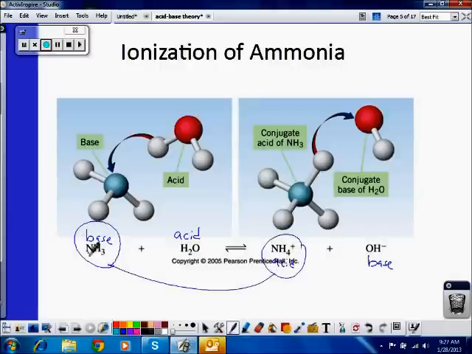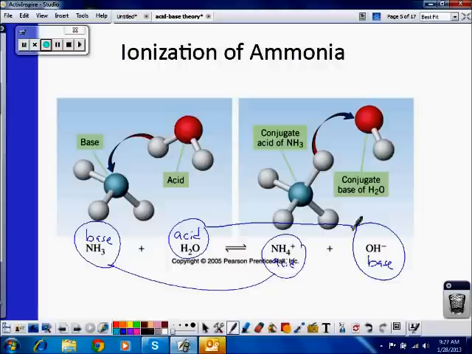Ammonia is the conjugate base, ammonium is the conjugate acid. Likewise, in water, in this situation, water is acting as an acid because it's donating a proton, so that's the conjugate acid, and the conjugate base is OH minus. So just as when we have hydronium ions in solution, we have an acidic solution. When we have hydroxide ions being produced in solution, that is a basic solution.